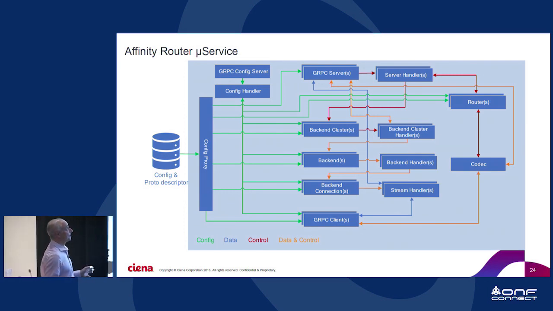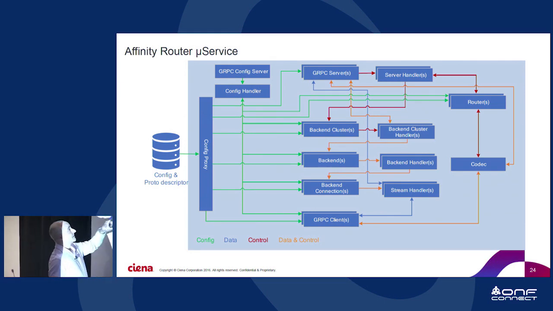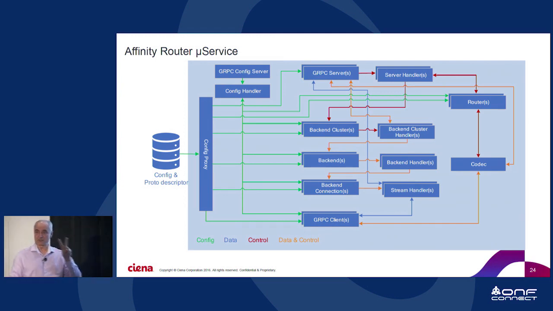So first of all, the Affinity Router is made up, as I said earlier, of servers, backend clusters, backends, connections, and streams. That is basically the structure of the Affinity Router. If you trace a request through here, it comes in through the north, and based on the package and the service of the proto itself, it decides what router and backend it's going to use.